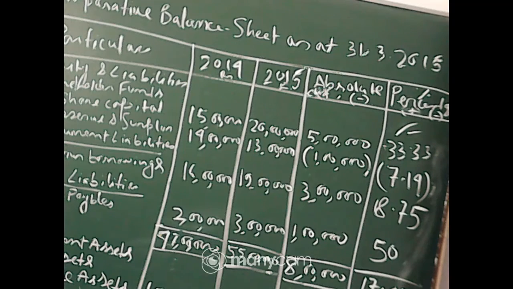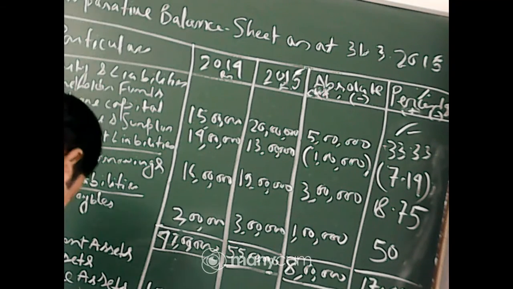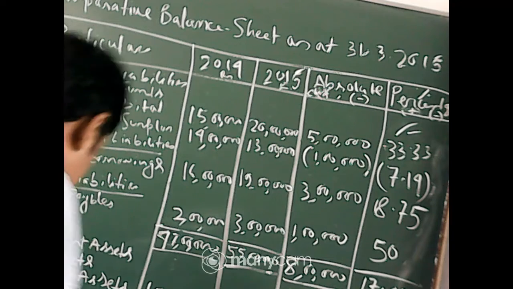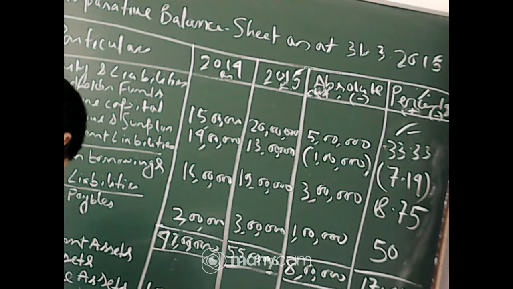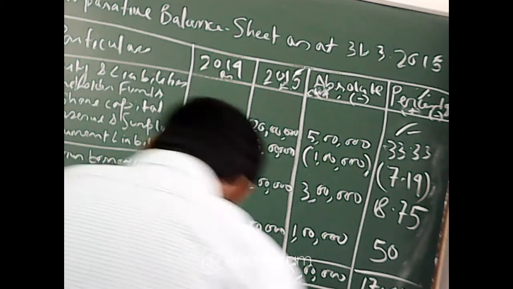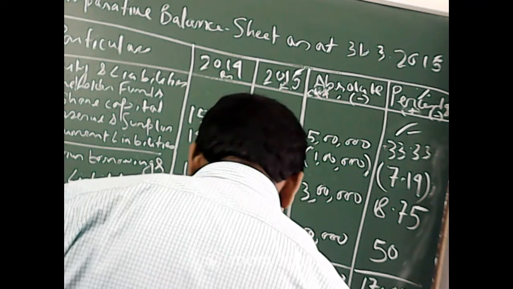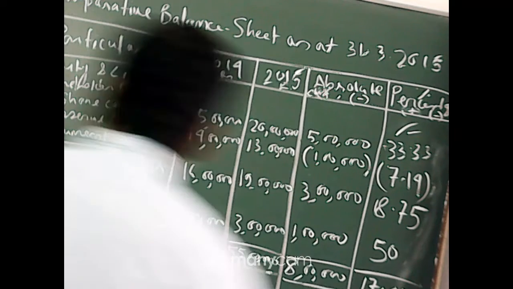I will again do the comparative balance sheet. Now, how comparative income statement, but there is very less time. There are only 5 minutes left.